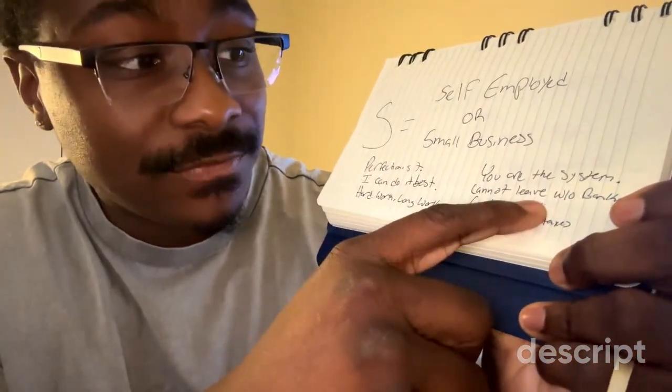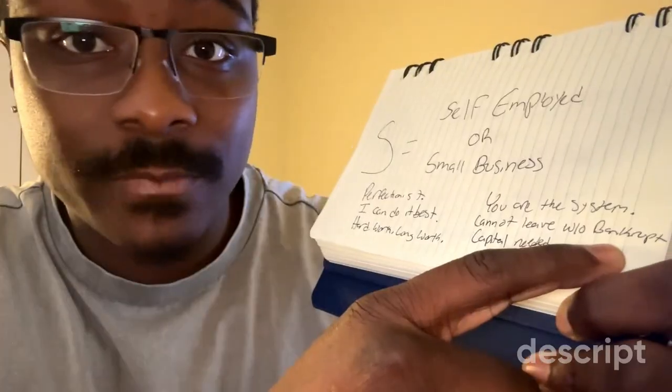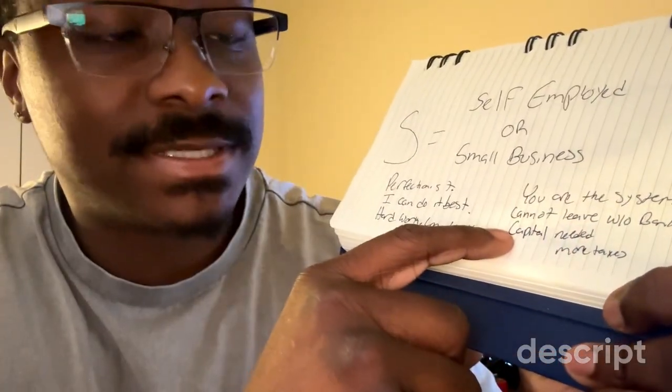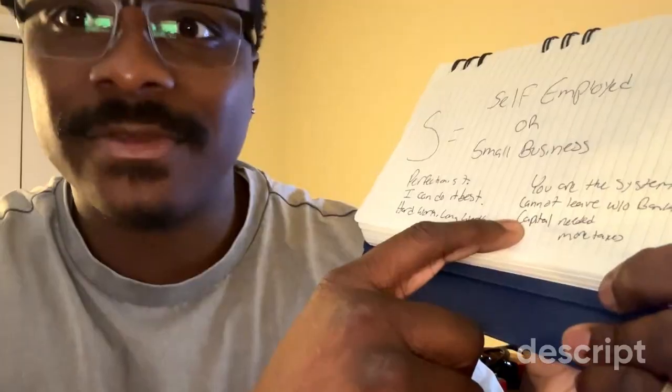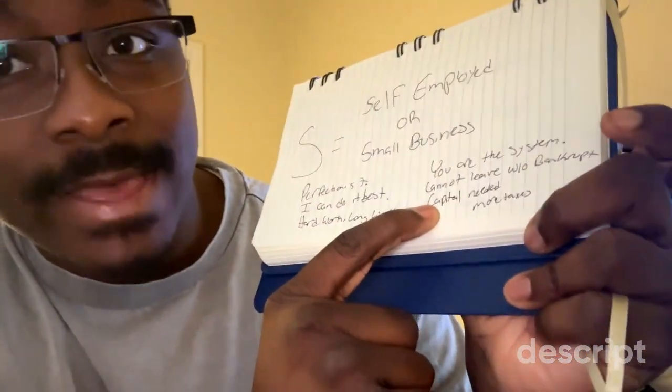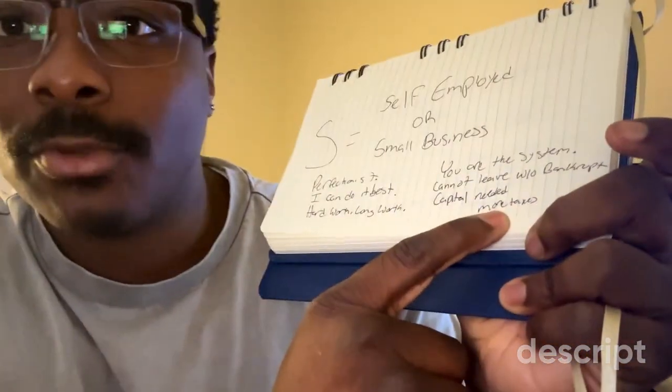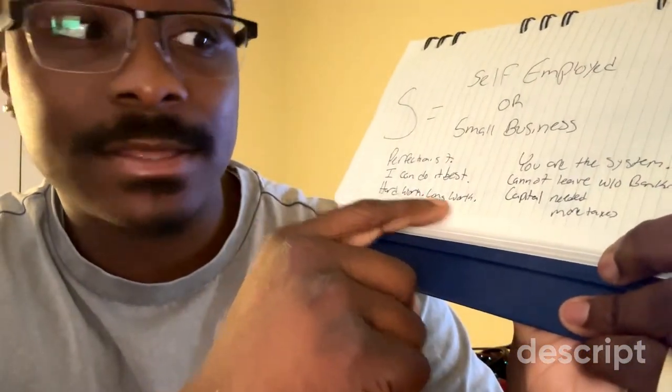You cannot leave, because if you leave, you'll lose money or go bankrupt. Your system or your business might fail because you are the system at the end of the day. So you can't disappear on your system if you're the system. There's a lot of capital needed and more taxes. Not the most, not like an employee, but second most. I'm speed running this. We need to learn this quick.